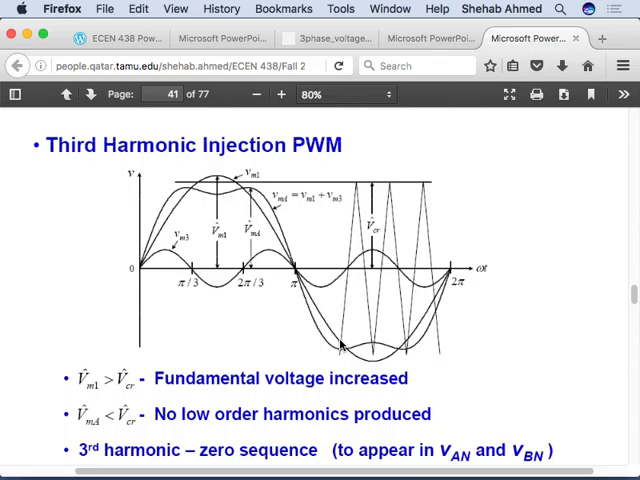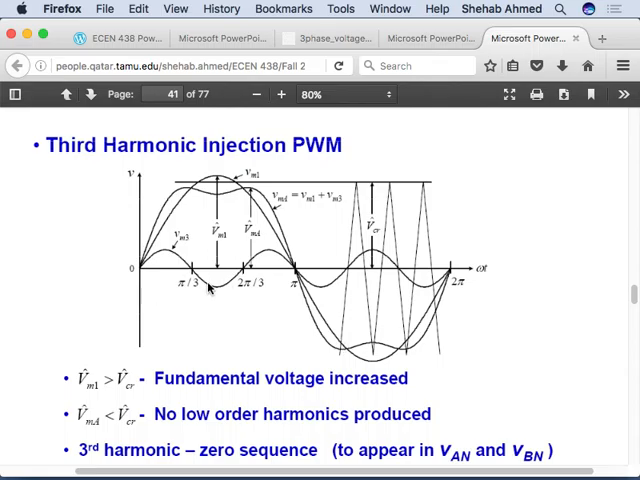And then you never see third harmonic in the line-to-line voltage. Remember, line-to-line voltage is phase A voltage minus phase B voltage, right? Do you remember our discussion about third harmonic? Third harmonic for phase A, third harmonic for phase B are in phase, right? We discussed that, I think, at the beginning of the class. So if you subtract phase A minus phase B, do you see third harmonic? I don't see third harmonic.